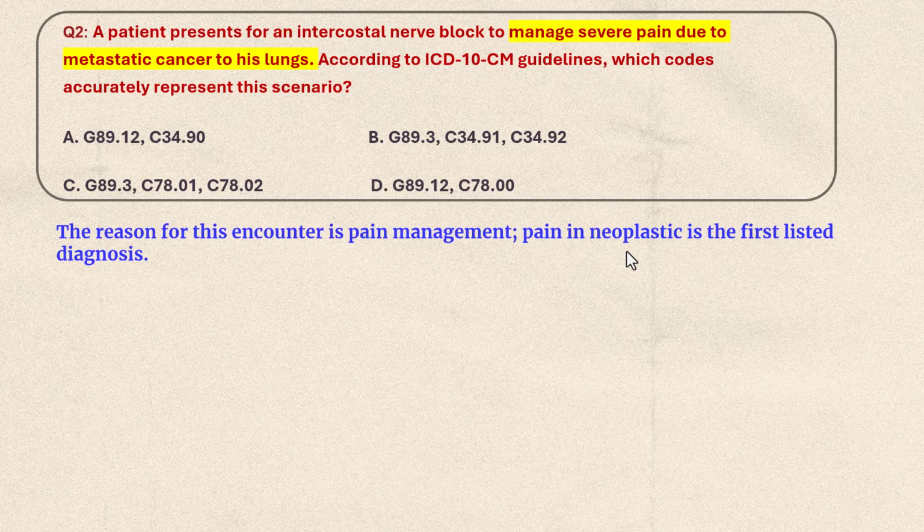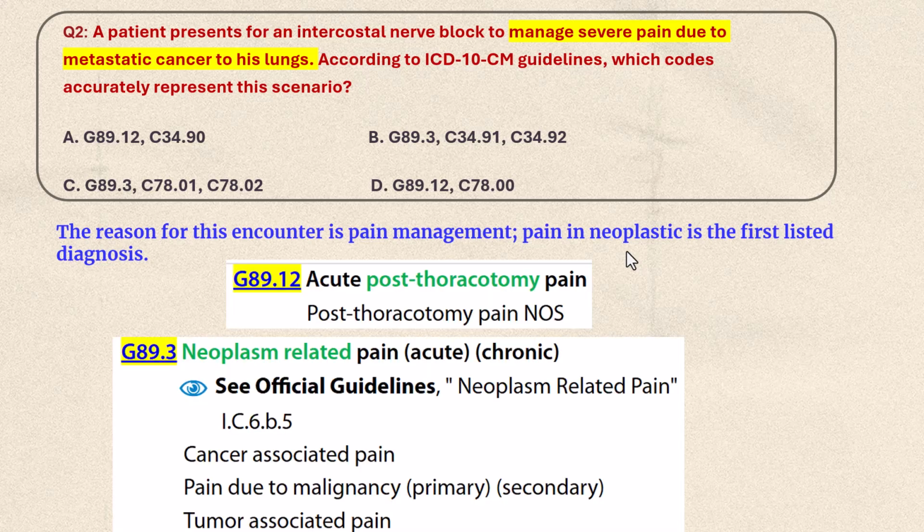So let's go and check the G89 codes. G89.12 is acute post-thoracotomy pain. That is not related to our case. G89.3 is neoplasm related pain, acute or chronic. That is the first diagnosis of our case. So you can eliminate A and D. Those are not suitable. Now you have to select the answer from B and C.